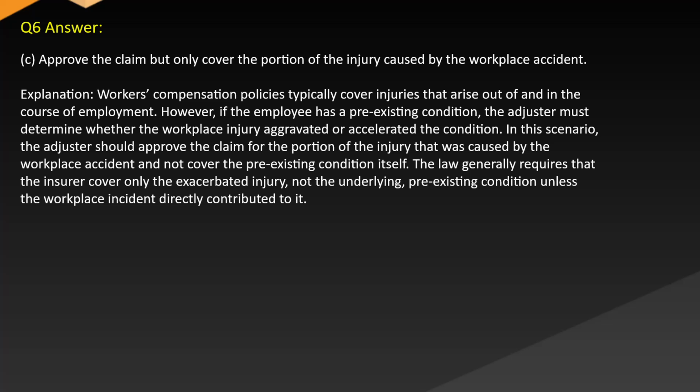Explanation: workers' compensation policies typically cover injuries that arise out of and in the course of employment. However, if the employee has a pre-existing condition, the adjuster must determine whether the workplace injury aggravated or accelerated the condition. In this scenario, the adjuster should approve the claim for the portion of the injury that was caused by the workplace accident and not cover the pre-existing condition itself. The law generally requires that the insurer cover only the exacerbated injury, not the underlying pre-existing condition, unless the workplace incident directly contributed to it.